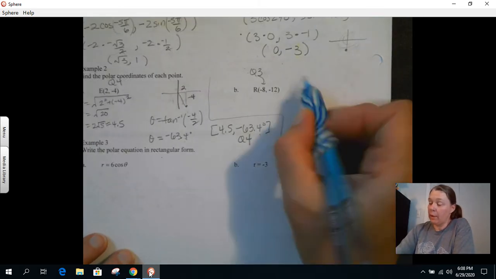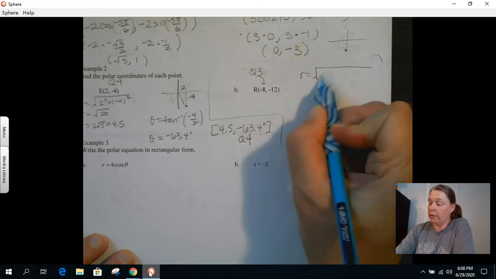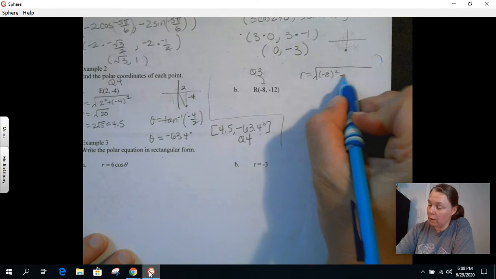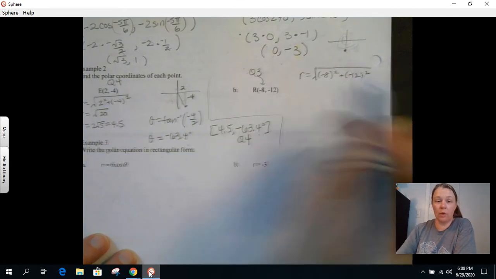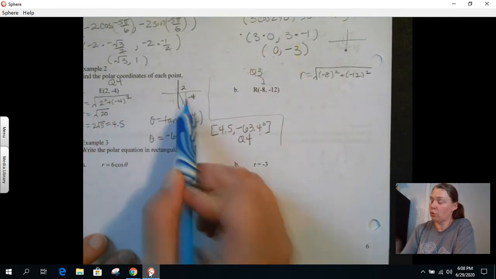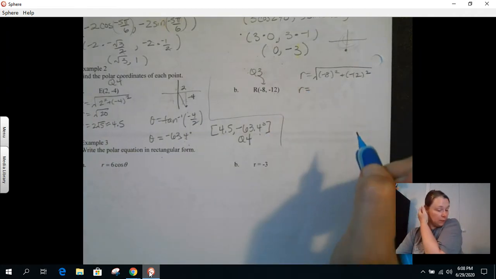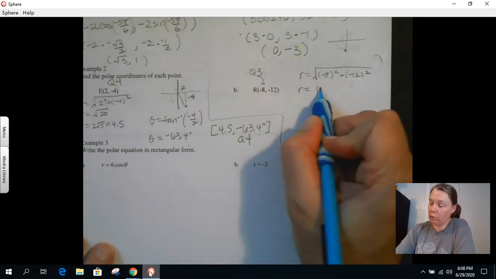Okay, so to get my radius, I'm going to do the square root of -8 squared. Oh, wait, no, I didn't. Sorry, the -12 squared. I had written this down wrong, but I just drew it wrong and then labeled it wrong. Okay, so this ends up being, just put that in my calculator, 14.4.